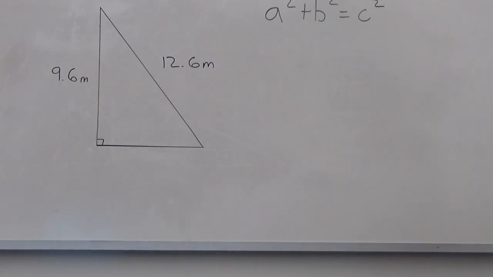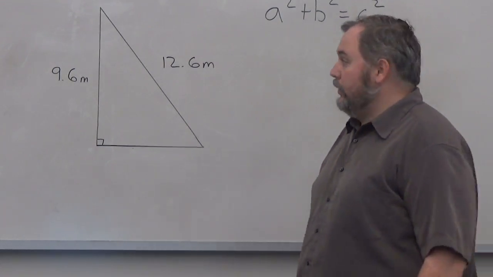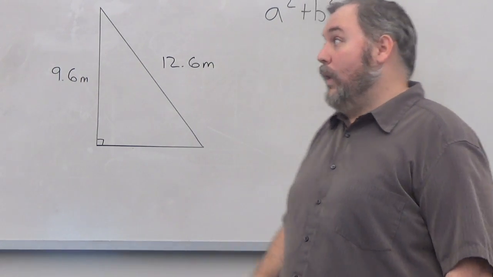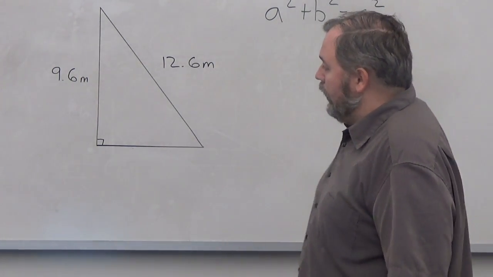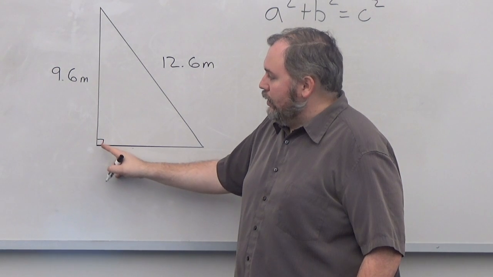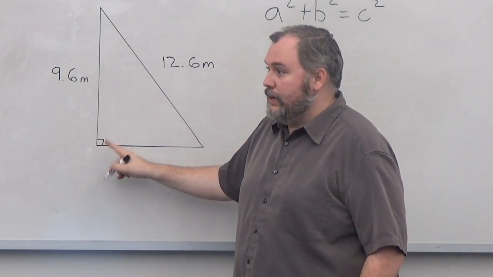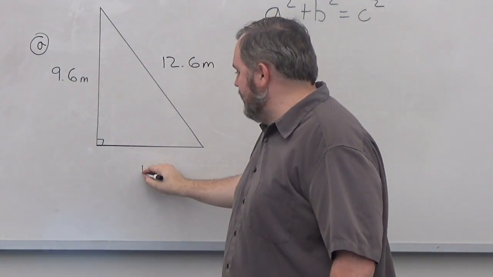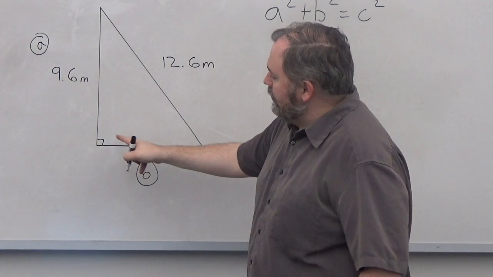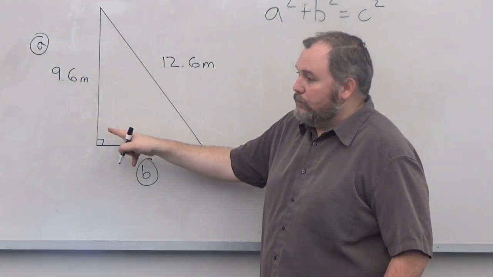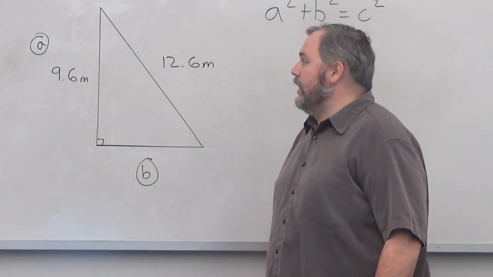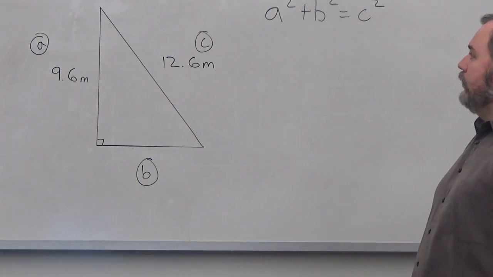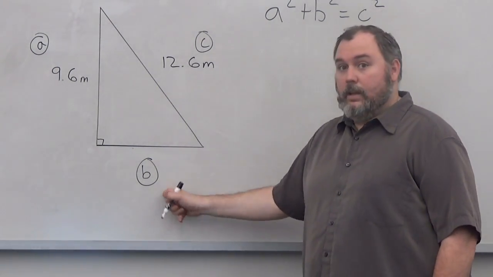So we have another right triangle here, and this is what we see. We see that this side is 9.6 meters and this side is 12.6 meters. So what side is what? Well, I told you a while ago that the sides that are connected to the 90 are my legs. So we can say that this is A, and this side is B. That also tells us that the side directly opposite the 90-degree angle is C. So this is what I know. I know what A is and I know what C is. My problem is find B.